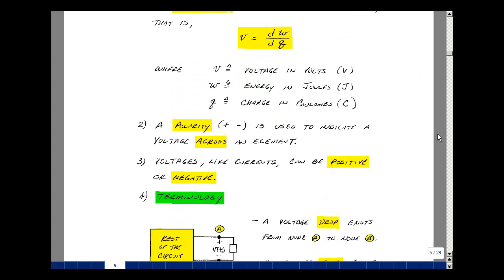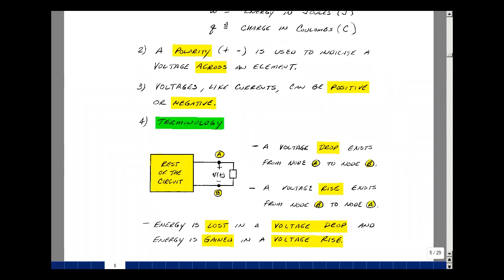A plus and minus sign, or a polarity, is used to indicate the voltage across an element. Voltages, like currents, can be positive or negative. Some terminology: if I have a two-terminal element between A and B, and A is the plus sign and B is the minus sign, then we say you go through a drop in voltage in going from A to B. Also, if you go from B to A, we call that a rise in voltage. Energy is lost in going through a drop in voltage, and energy is gained in going through a rise in voltage.